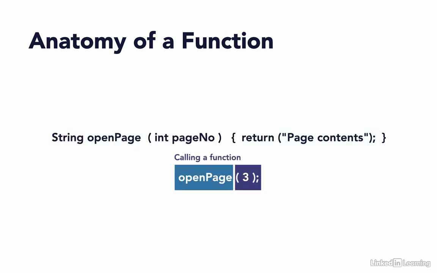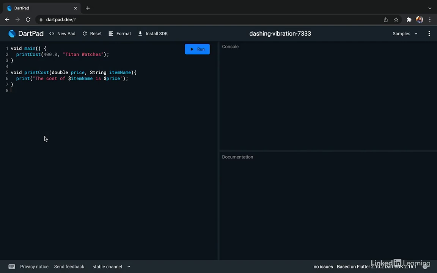When you finally need to call this function, you just need to mention the function name, which is open page in our case, and provide the input variable, which is the third page number in our example. This input variable is also called arguments in most programming languages. Now we learn the basic anatomy of functions in Dart, the syntax of parameters and arguments, but there is more to this that is very interesting.